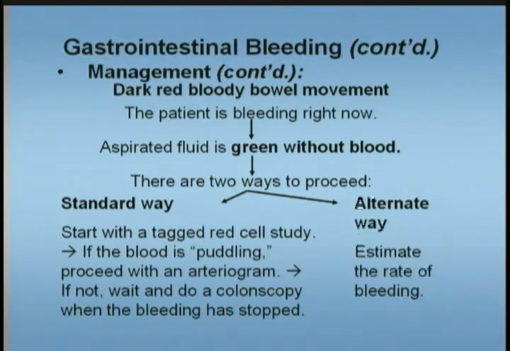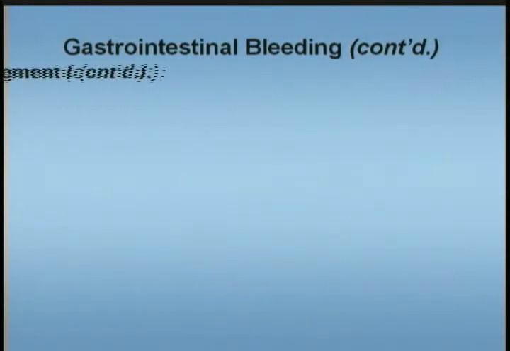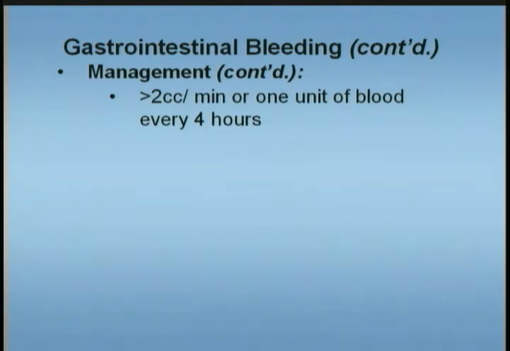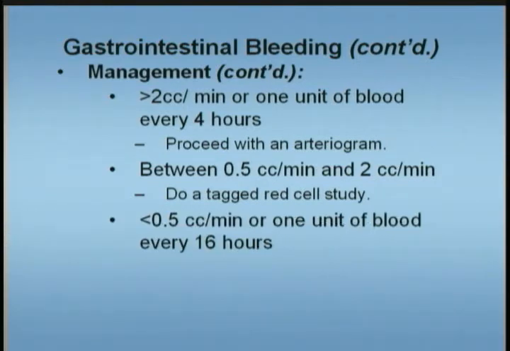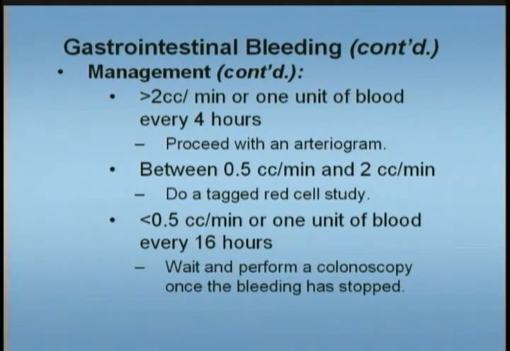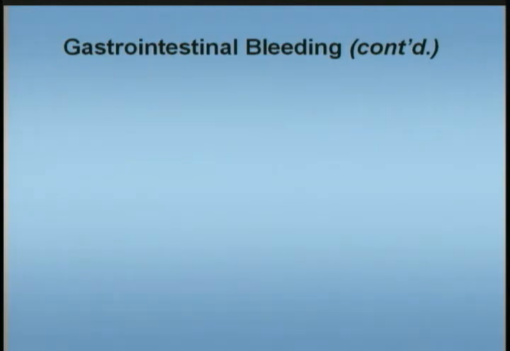But the alternative way is to estimate the rate of bleeding. If it is 2 cc's per minute, which is the same as saying 1 unit of blood every 4 hours, you can do the arteriogram. If it is between 1.5 cc and 2 cc's per minute, you need to do the tag red cell study. And if it is less than a half, which would be 1 unit of blood every 16 hours, you know that you could wait and do the colonoscopy once the bleeding has stopped.